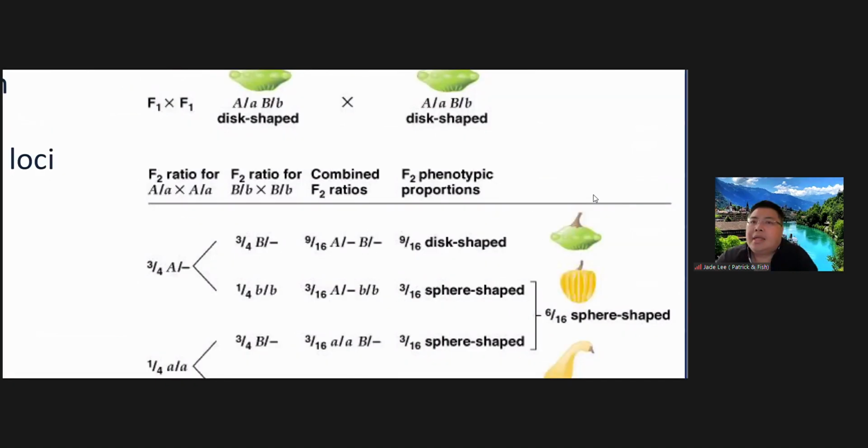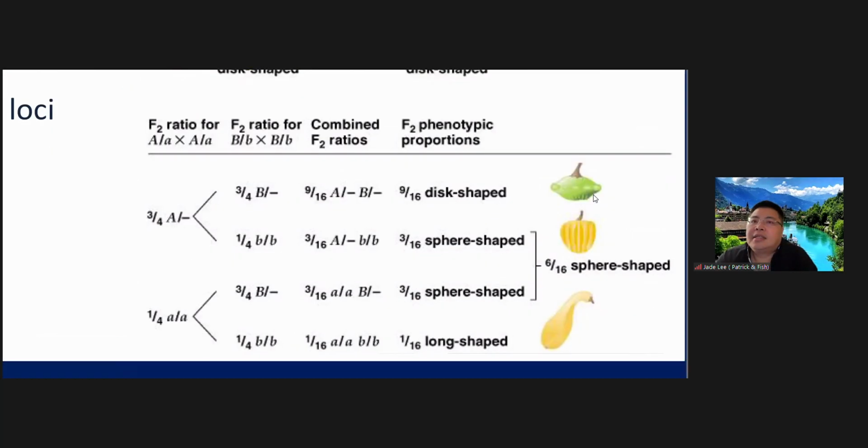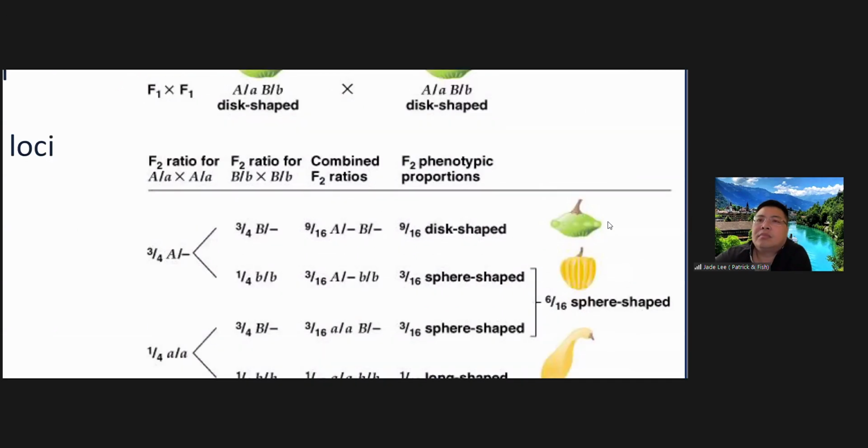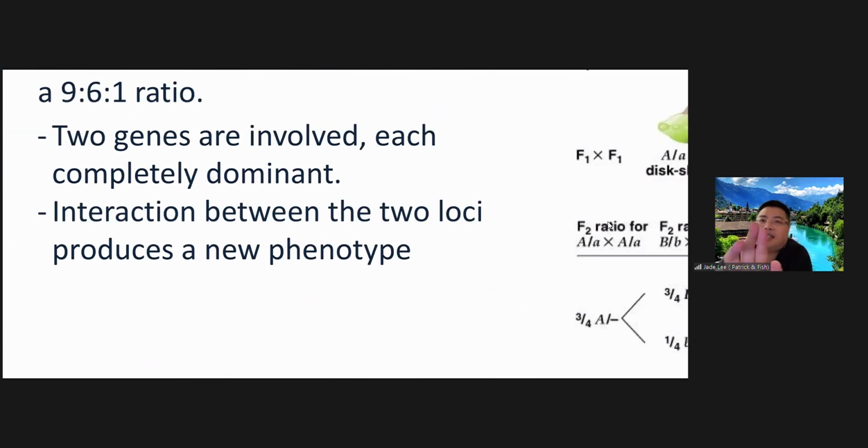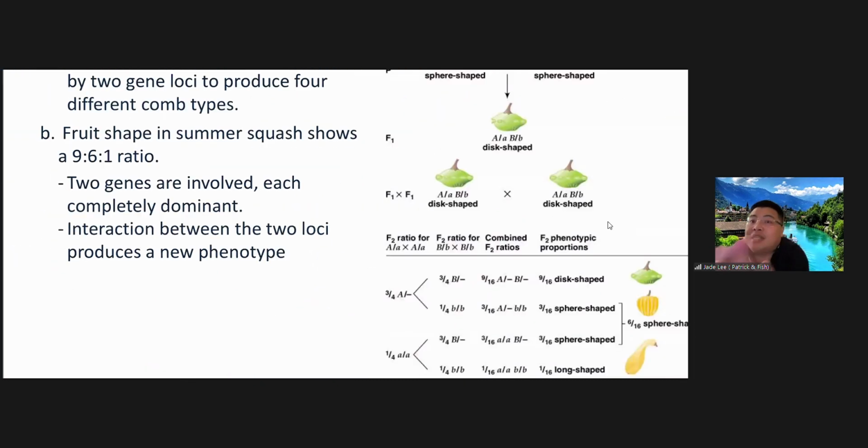Doctor, I have a question. Yes. About just now the sphere shape. One is capital A with the small b, and another one is small a with capital B. Why is the phenotype still the same, both sphere shape? Because there are 2 loci producing the same phenotype. There is the interaction of 2 loci.